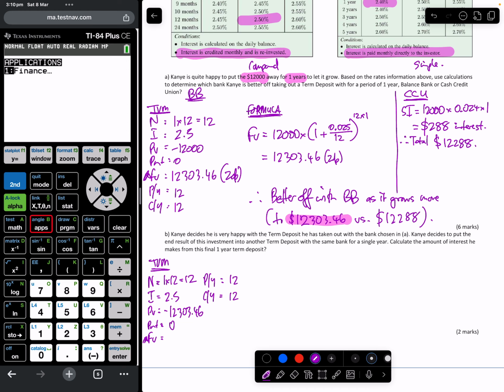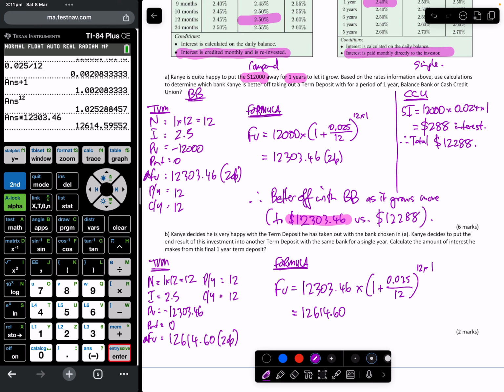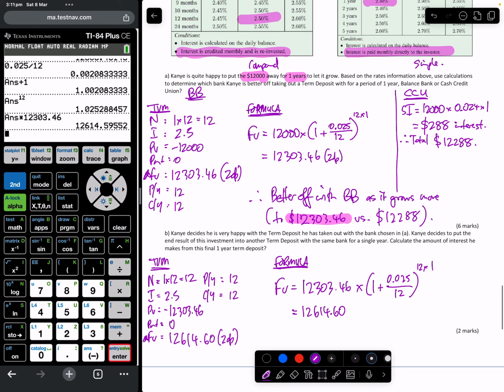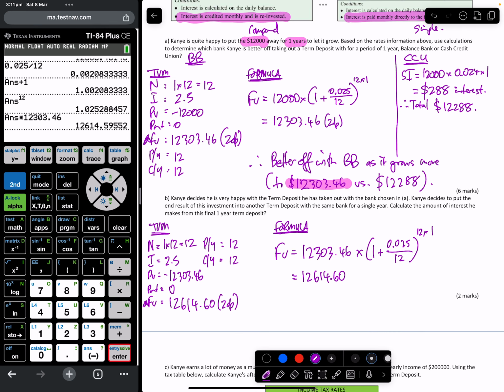0.025 divided by 12 plus 1 to the power of 12 times that by 12,303.46. Again, $12,614.60. Calculate the amount of interest he earns from this final 1 year term deposit.